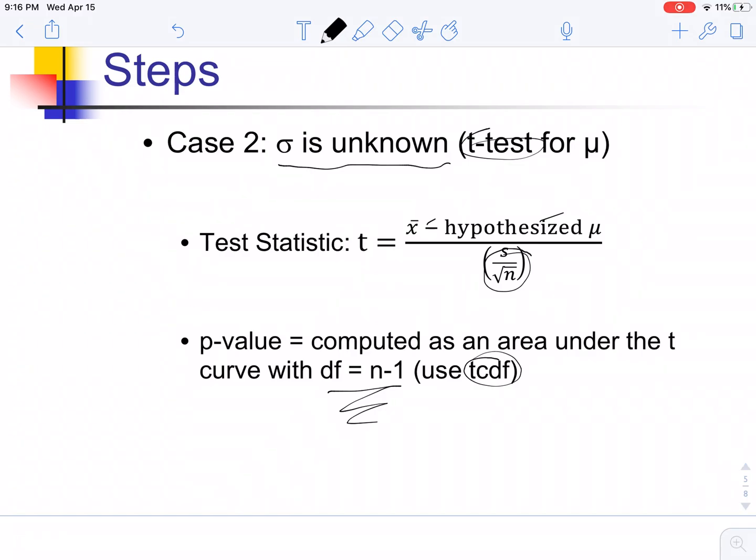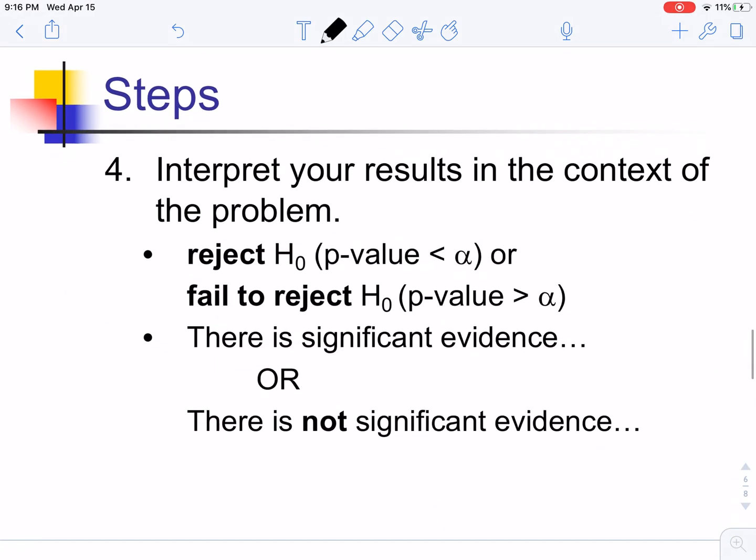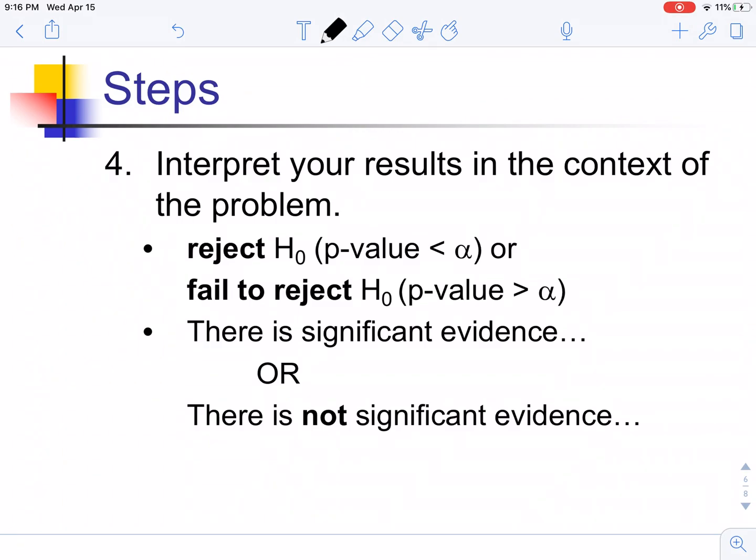So once you have that p-value, in either case, the z-test or the t-test, you're then going to do step 4. You're going to interpret the results in the context of the problem. So the 2 conclusions that you can have in this type of hypothesis test is either reject the null or fail to reject the null. You reject the null anytime the p-value is less than alpha, your significance level. Or you're going to fail to reject if you have a larger p-value, so if the p-value is greater than alpha. If you reject the null, then there is significant evidence for the alternate hypothesis. You want to put that in context. Or if you fail to reject, there's not significant evidence.